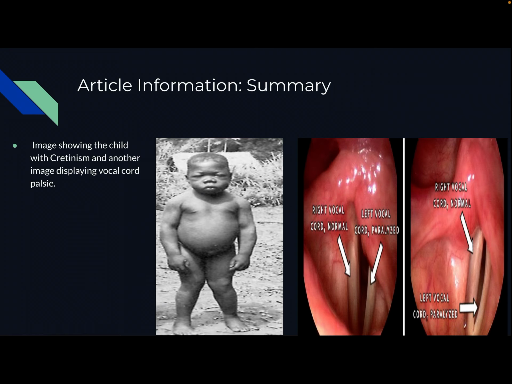Here we see a child with cretinism, and also to the right of this child, one can see the vocal cords. The right vocal cord is normal in that image, but the left vocal cord is paralyzed. This can be better appreciated when the vocal cords are closed. The right vocal cord covers over more as opposed to the left vocal cord, which is a complication that can present with cretinism.